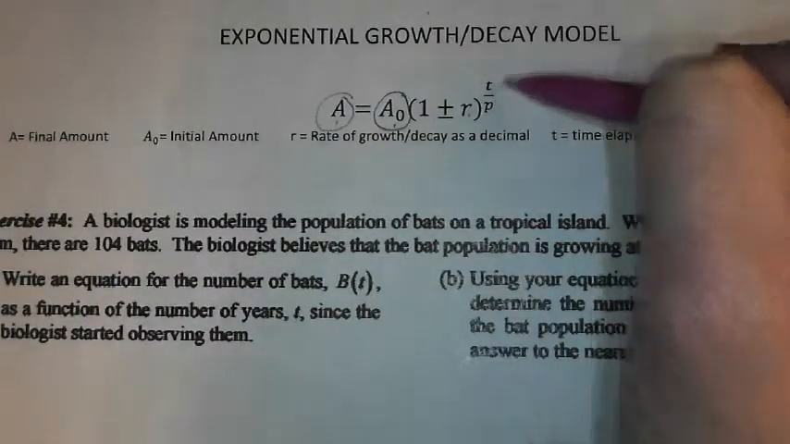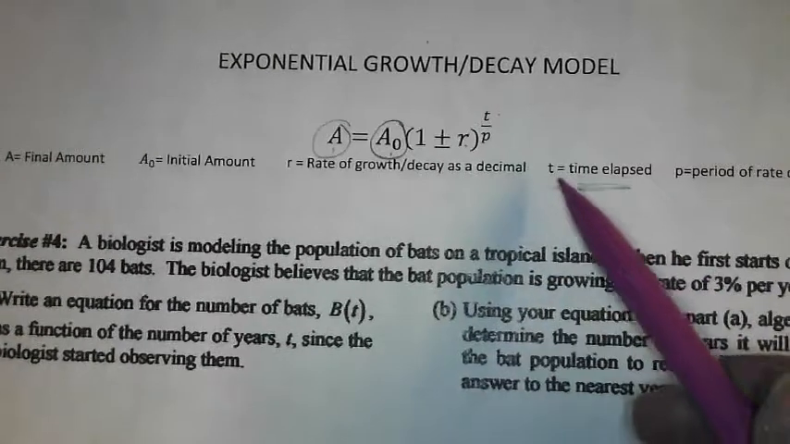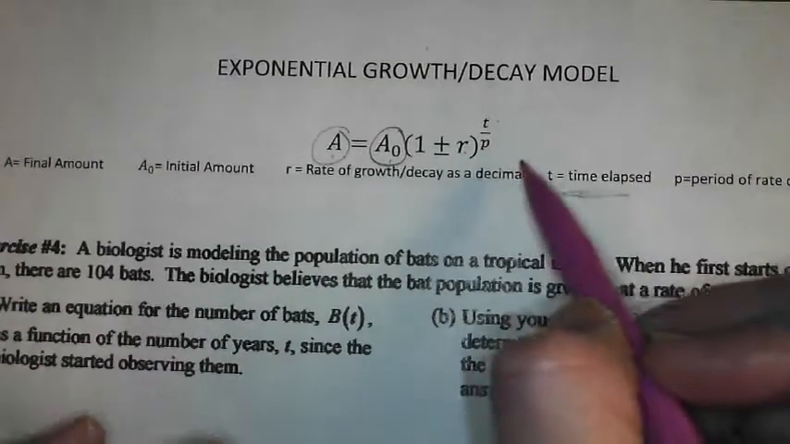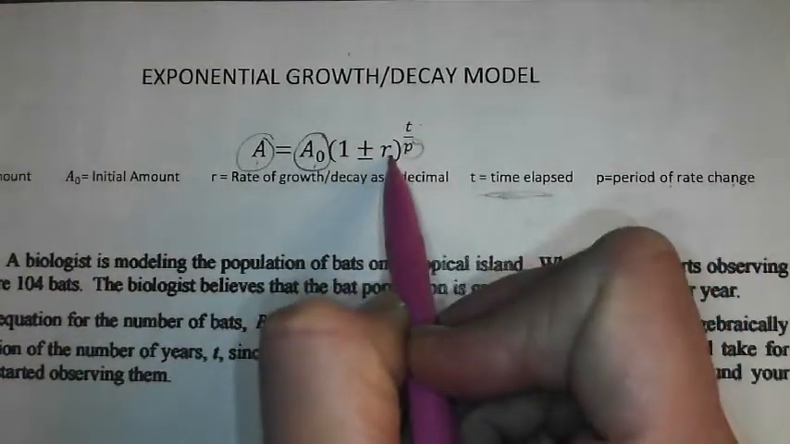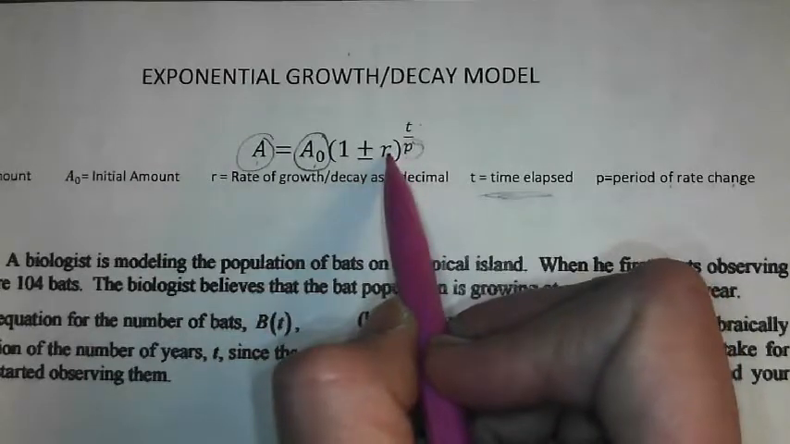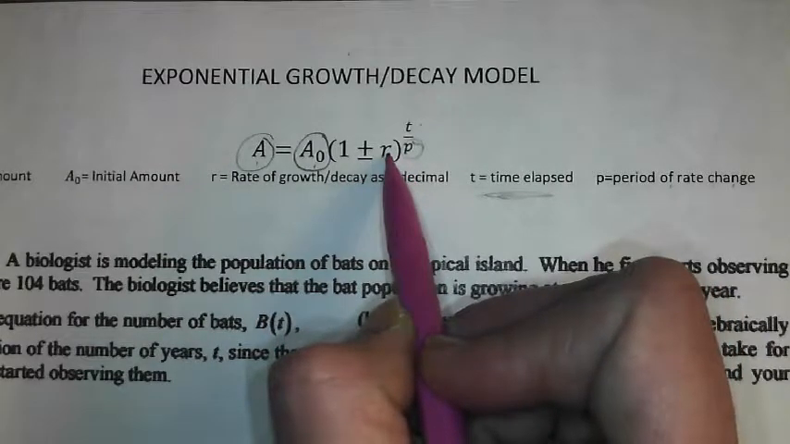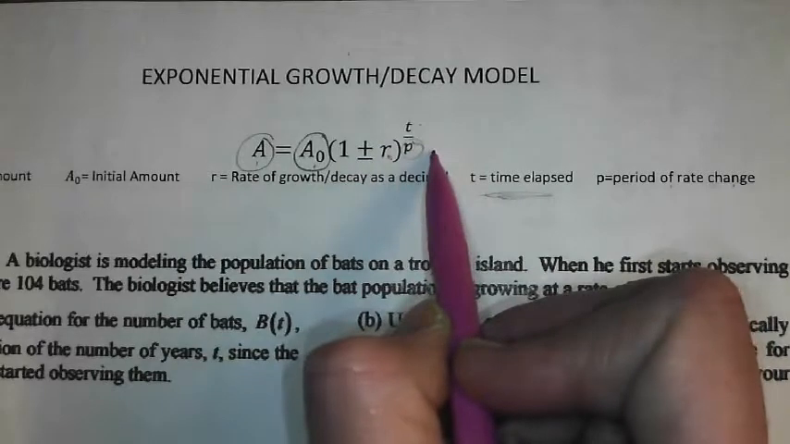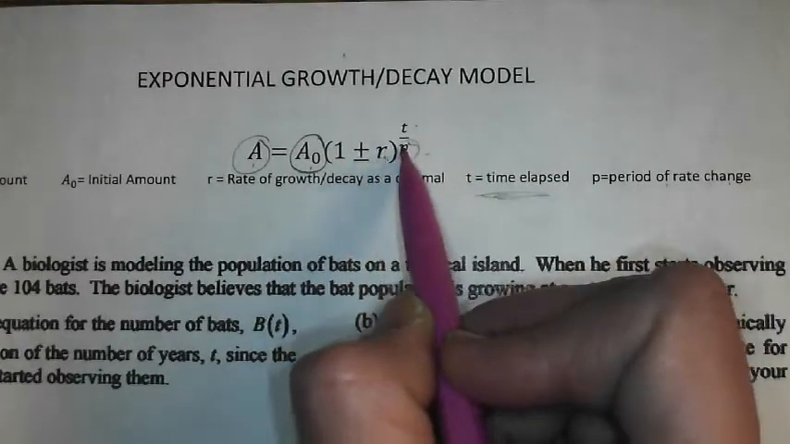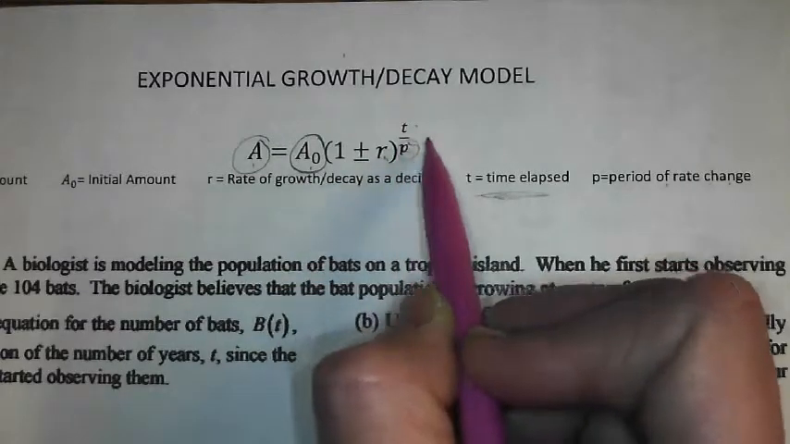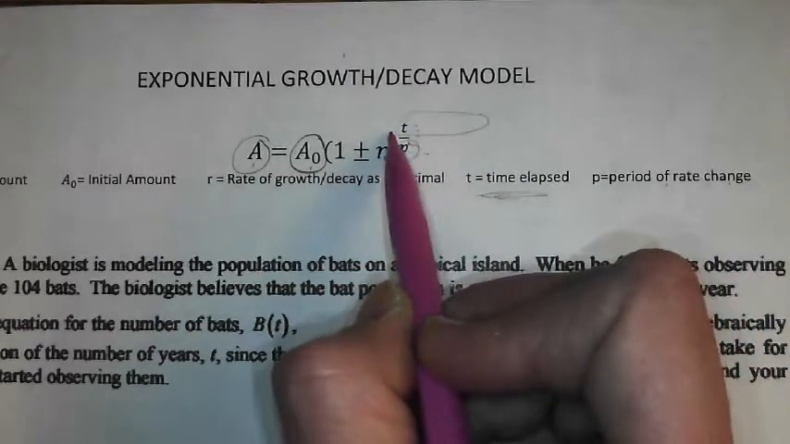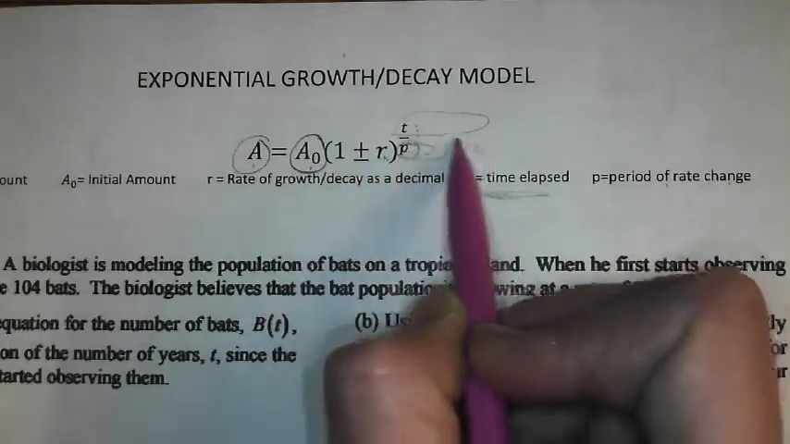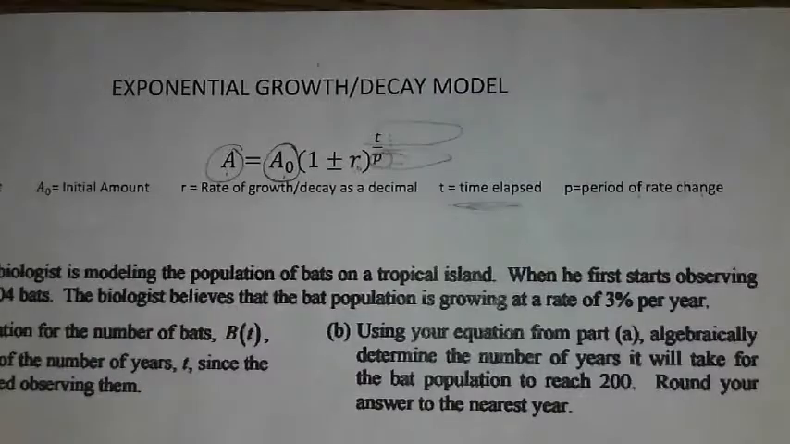T is the amount of time that you're waiting for the growth to happen. And P is the period of the rate change. For example, if they told you that something grew by 14% every 1 year, then you would put 1 year here. Sometimes they'll tell you that it grows by 14% every 2 years, so you'd put 2 years here. So these are both units of time. This is the amount of time that you're waiting to see how much it grows to become. This is the period of time that the rate coincides with, okay?